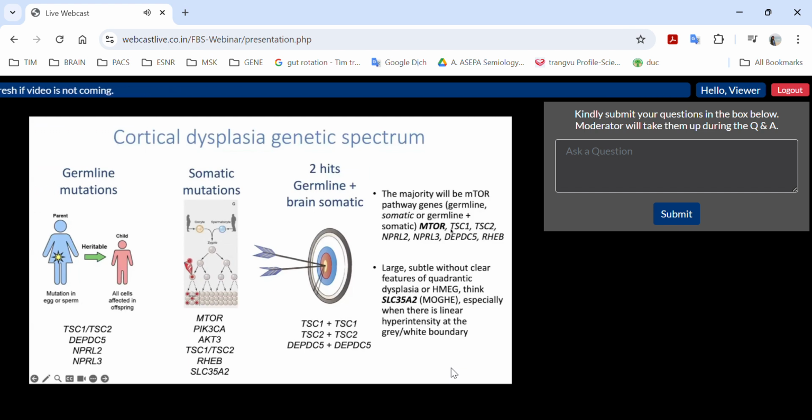This has been shown occasionally for TSC, but also for DEPDC5. The majority of mutations, however, for FCD will be in mTOR pathway genes or in the gene causing MOGI, which I haven't mentioned yet. The gene that causes MOGI is SLC35A2. It's been found only as a somatic mutation, therefore you need brain tissue to find it. This is a gene causing glycosylation. We don't yet know why it causes a malformation in epilepsy.